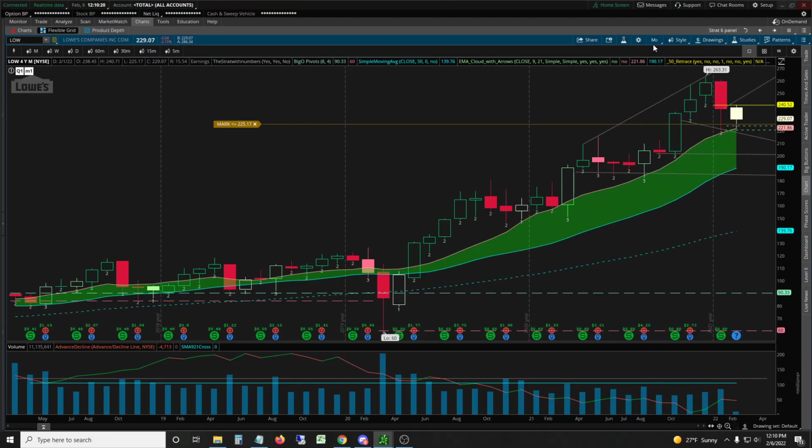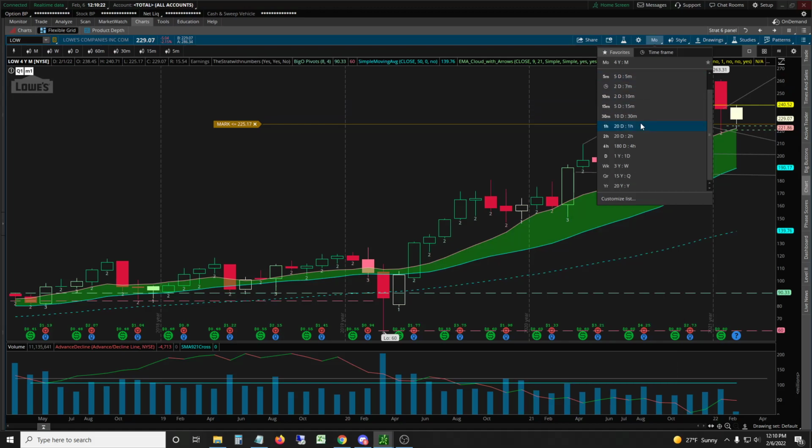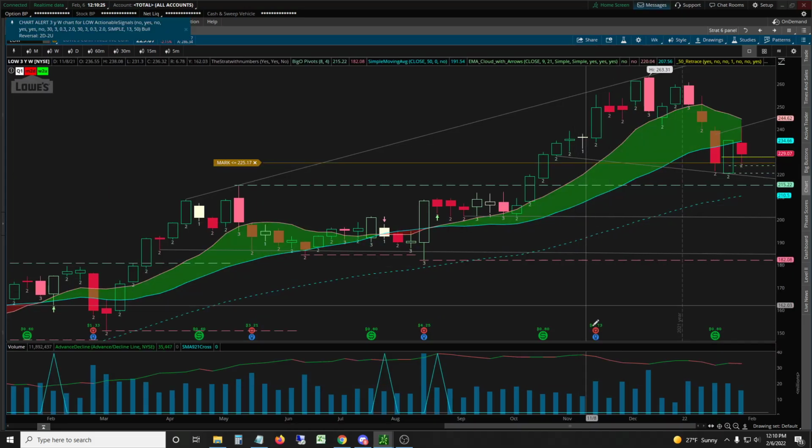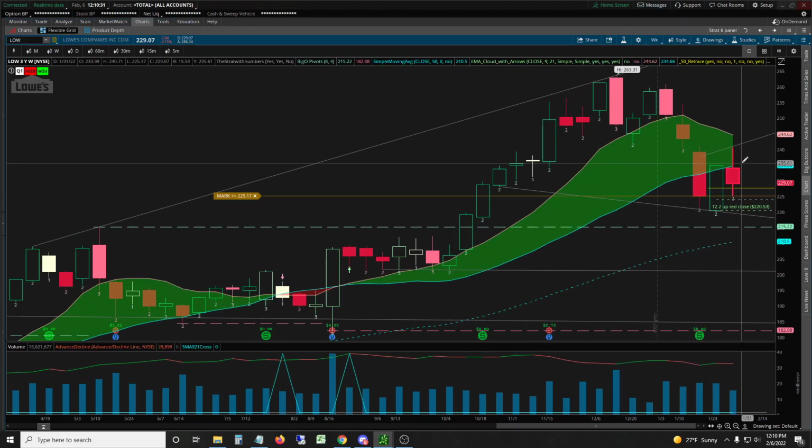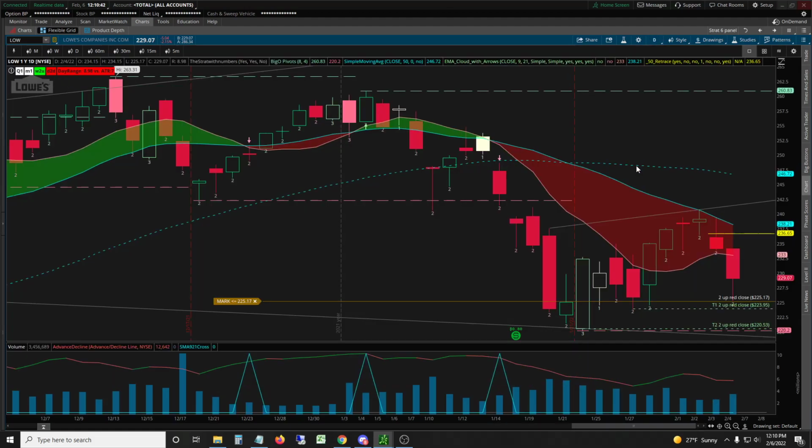Earnings is February 23rd. On the week, we had a green week last week, but we couldn't sustain it. We came up to the 9 SMA, actually, that's a 20 SMA, and started pulling back down. So let's look for a break below 225.17. And let's look at targets here at 223.95 and 220.53. So that'll be our targets for Lowe's.